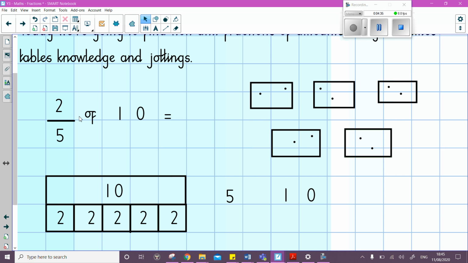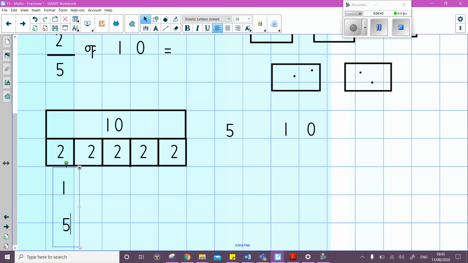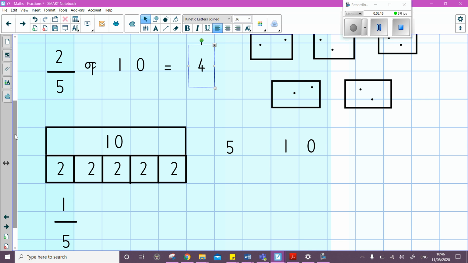Now, my question to you was, can you find 2/5 of 10? Well, if this is 1/5 here, let's jot that below so that we remember, then this must be 2/5. So we have got our 1/5 there, 2/5, 3/5, 4/5, and 5/5 or a whole. So 1/5 of 10 is 2. 2/5 of 10 then must be 2 add 2 makes 4. And we can double check that over here with our jottings.